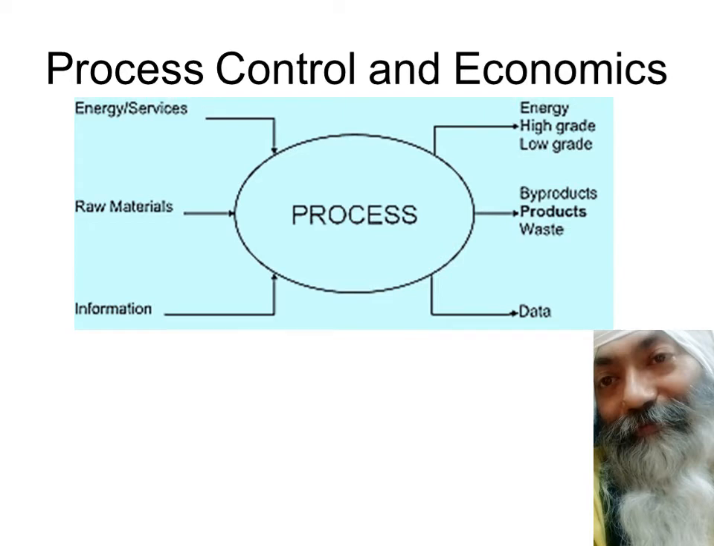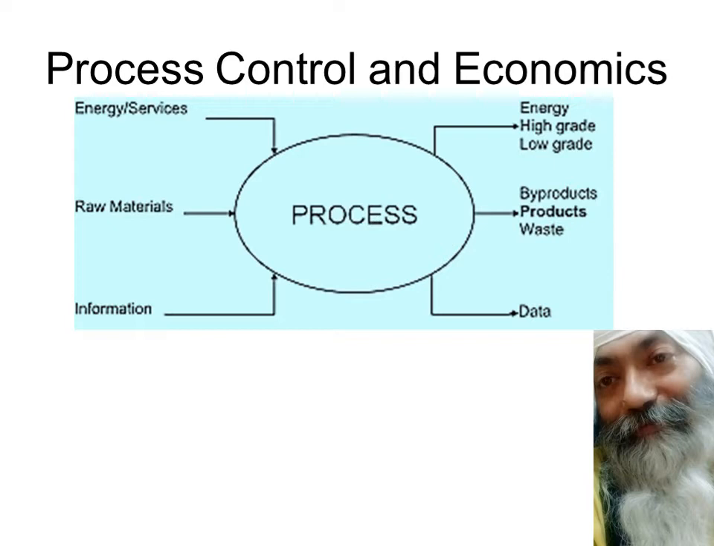So friends, what's happening in a process is that something goes in and something comes out. What goes in is raw materials primarily, energy in some form, in the form of coal, oil, electricity, biofuel, biomass, and so on. Services, such as engineering services, and some information also go in. What comes out can be some energy, high grade or low grade in some processes. Mostly we have the main products, and then some byproducts and waste products. And as information goes in, some data also comes out of the process.